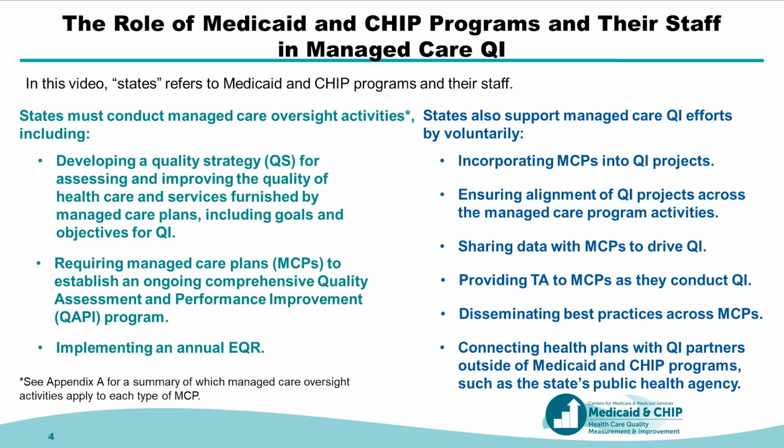The first role states play relates to the federally mandated managed care quality oversight activities, including developing managed care quality strategies, requiring and monitoring managed care plan quality assessment and performance improvement, or QAPI, programs, and implementing an annual EQR. The second relates to the voluntary quality improvement activities states can conduct, such as incorporating their managed care plans into quality improvement projects, connecting plans to the state's quality improvement partners, and sharing data and best practices with plans.